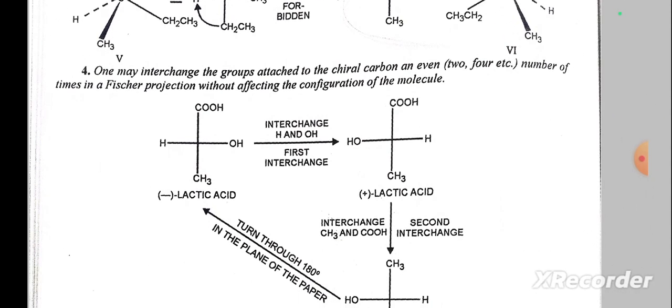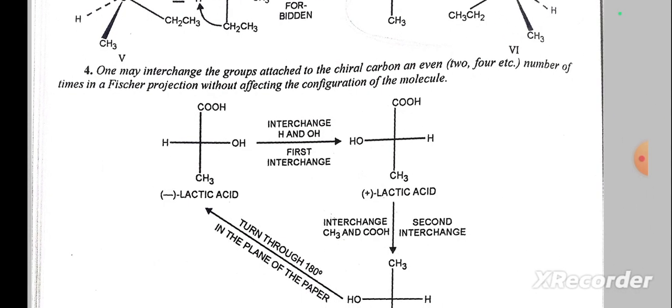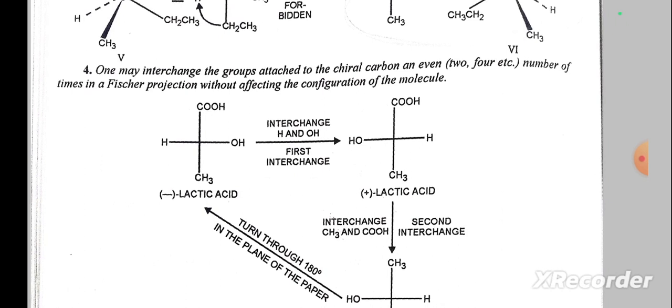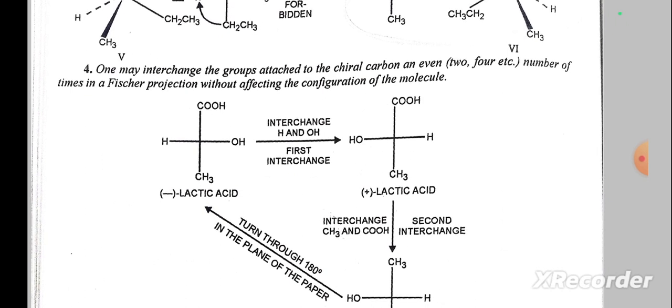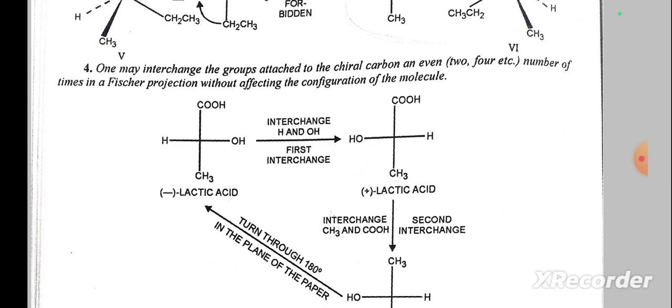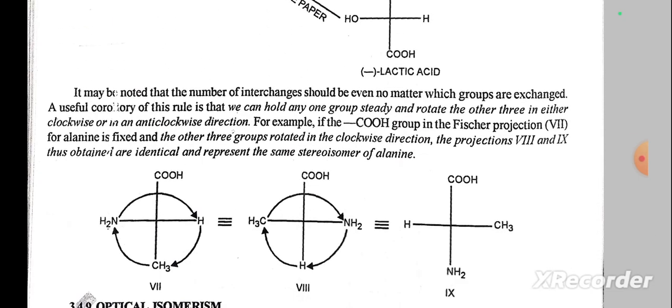Fourth, the groups attached to the chiral carbon may be interchanged an even number of times, 2 or 4, in a Fischer projection without affecting the configuration of the molecule. It may be noted that the number of interchanges should be even, no matter which groups are exchanged. A useful corollary of the rule is that we can hold any one group steady and rotate the other three in either clockwise or anti-clockwise direction.